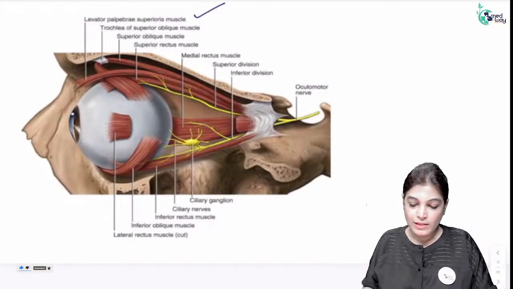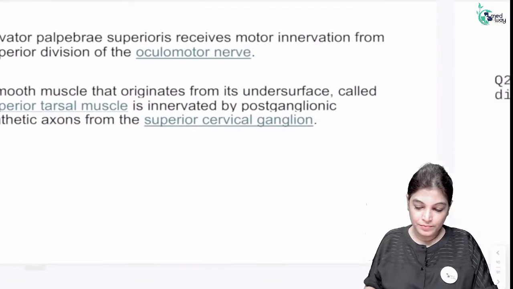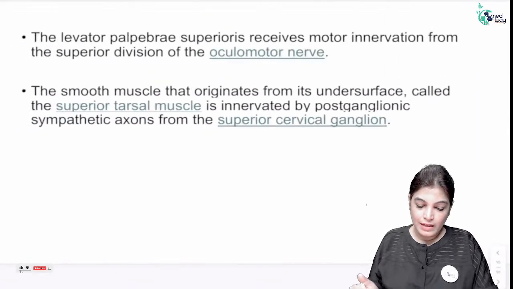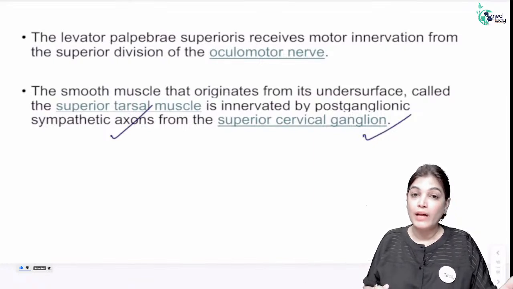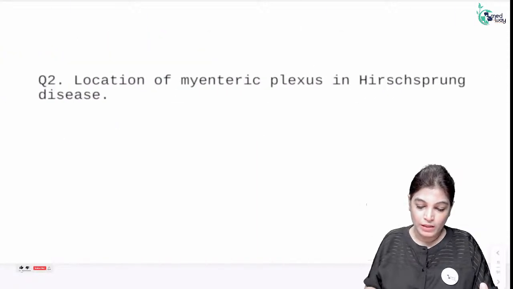So, done with this, now let's move on to the next question. Here, the innervation: the superior tarsal muscle is innervated by the superior cervical ganglion, and as I already told you, skeletal muscle fibers are innervated by the oculomotor nerve.